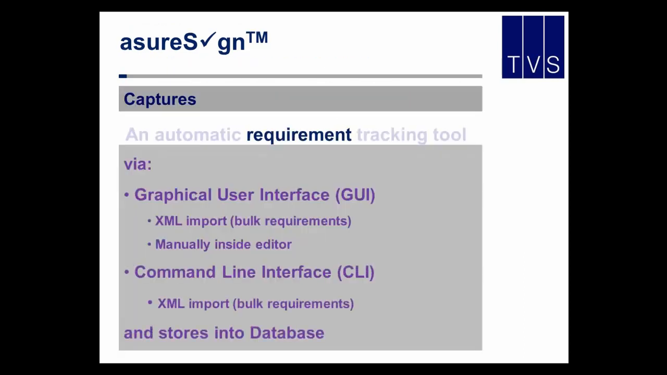So AsureSign captures the requirements in a couple of manners. So we have a graphical user interface. This you can use as an XML import for bulk requirements. This means that if you collect your requirements within another tool, as long as you have an XML and it supports our schema or we can translate it via XSLT, we can then import your requirements into the tool. You can also manually edit the requirements or write them in yourself within the tool if you don't have any external tooling. We also have a command line interface, and that will also allow XML import. So we can do bulk updates on your requirements, etc., and re-import them also if you like.